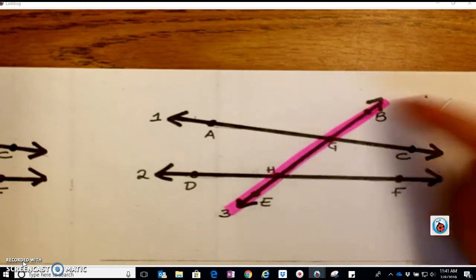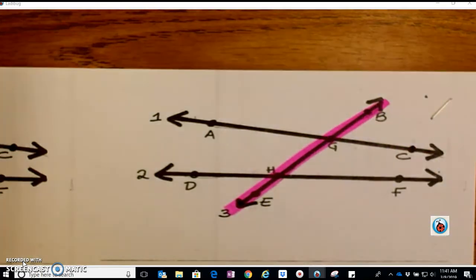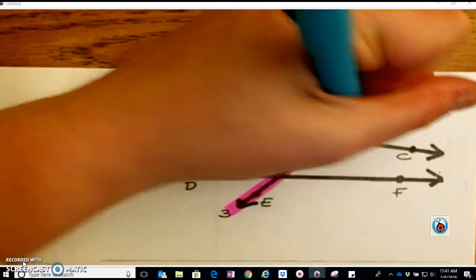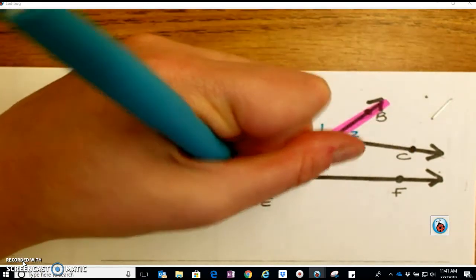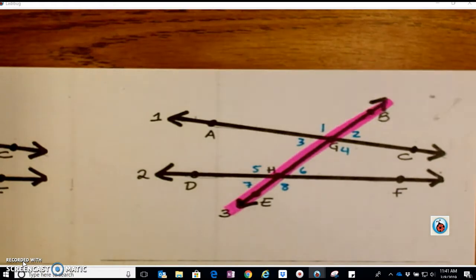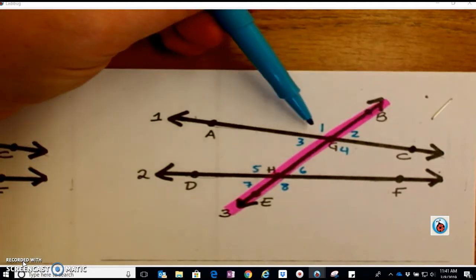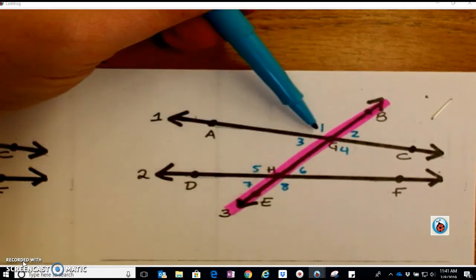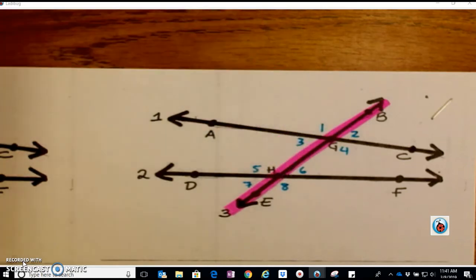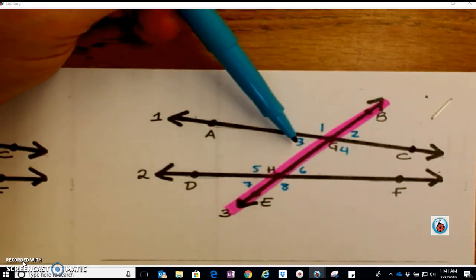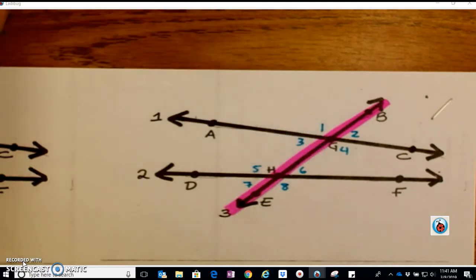So I could name these by letters, BGA, that angle, BGC, okay? But to save time, I'm going to go ahead and write in numbers so that I can talk about them a little bit easier instead of naming the angle by the letters. All right, so my exterior angles are the ones outside of the lines. So angles 1, 2, 7, and 8 are my exterior angles. My interior angles are 3, 4, 5, and 6.